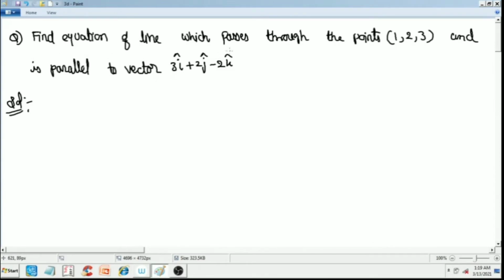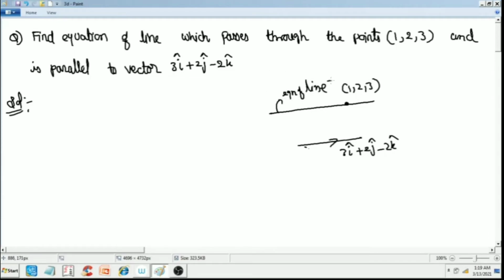Find the equation of a line which passes through the point (1, 2, 3) and is parallel to the vector 3i + 2j - 2k. So (3, 2, -2) is a vector parallel to this line. We need to find the equation of the line.